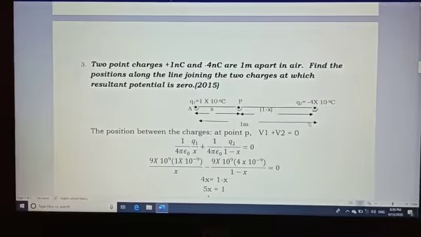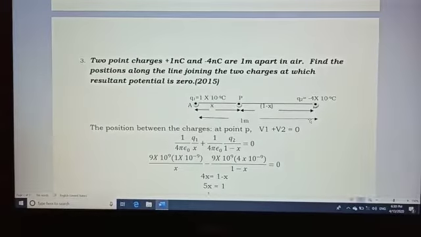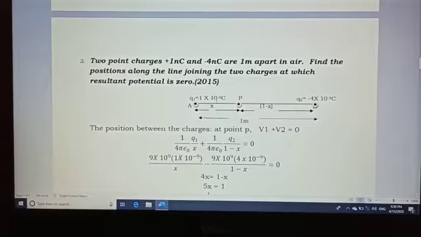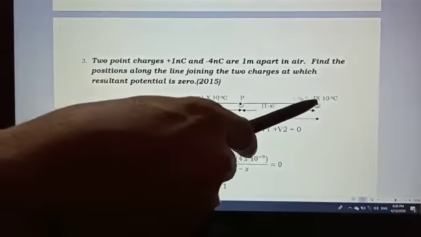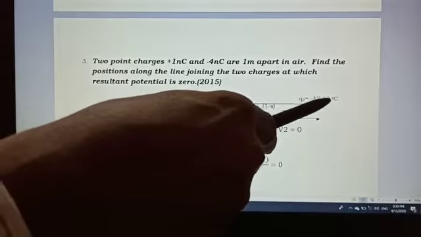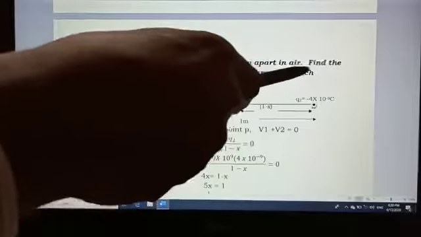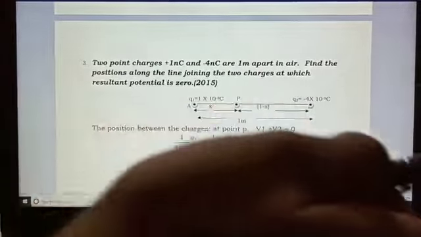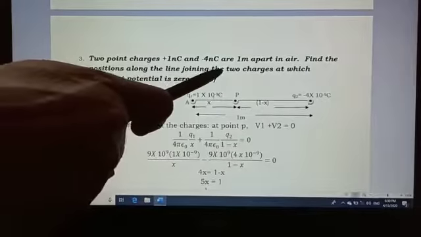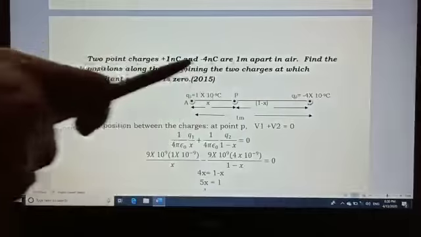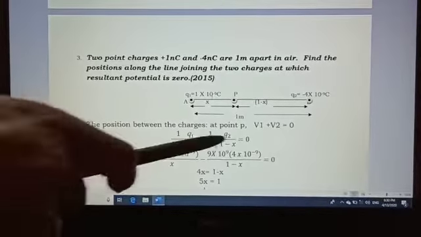Two point charges, 1 nano coulomb. Nano means what here? 10 to the power of minus 9 coulomb. So we have here 10 to the power of minus 9 coulomb and minus 4 nano coulomb, that is minus 4 times 10 to the power of minus 9 coulomb. They are 1 meter apart, from here to here. Find the position along the line joining the two charges at which the resultant potential is equal to what here? 0. So the resultant potential is 0.